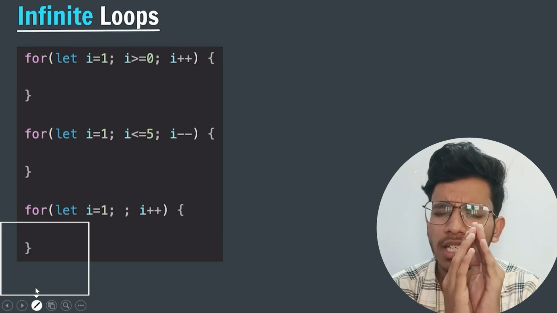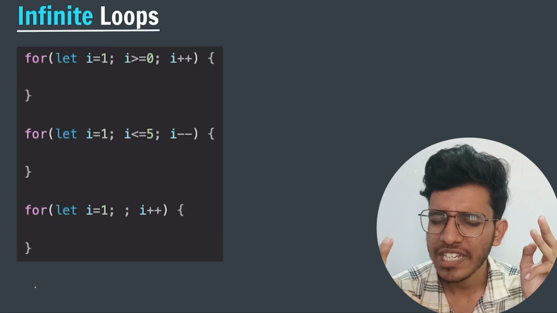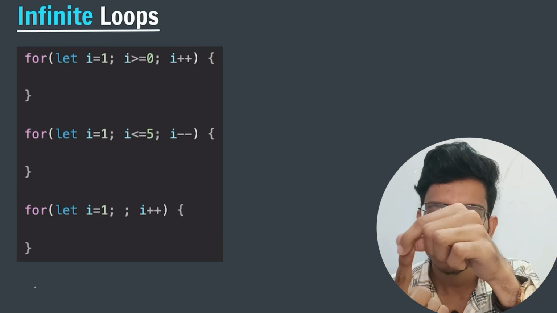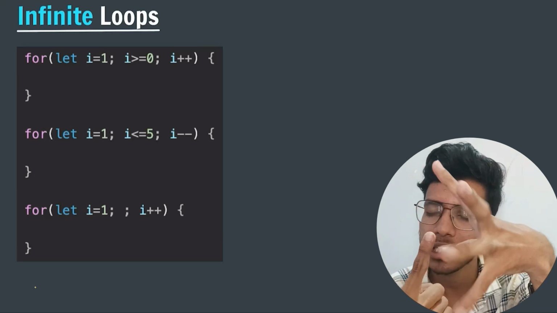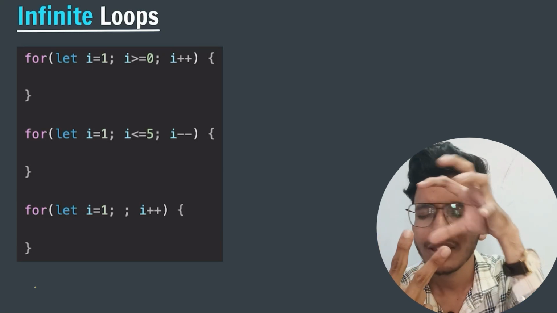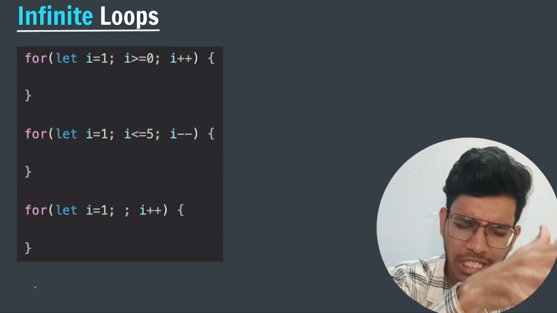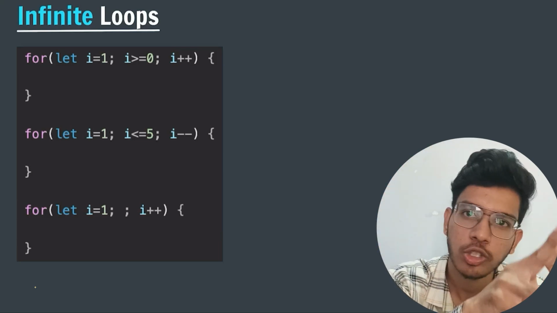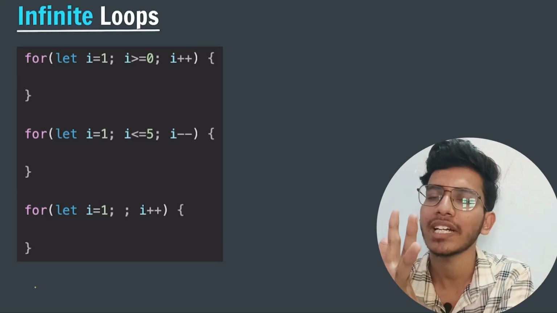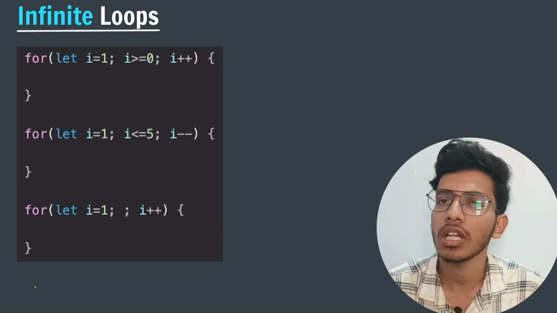Now the next concept is infinite loop. I have told you that a loop can be broken down into three parts. The first one is the initialization step, in which we initialize a variable. The second step is the condition step. This initialized variable will get checked by a condition, and if that condition is true, then and only then we will go inside the loop. If the condition is itself false, then we will not go into the loop.